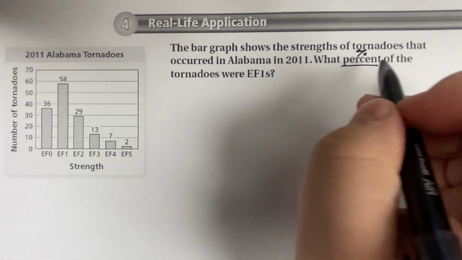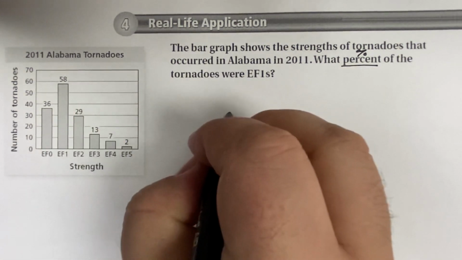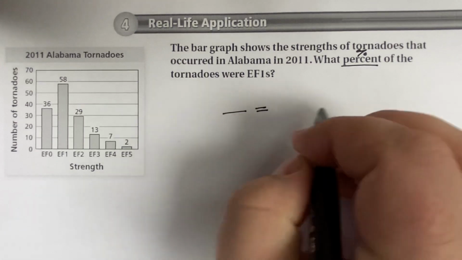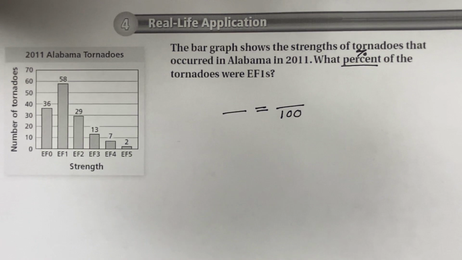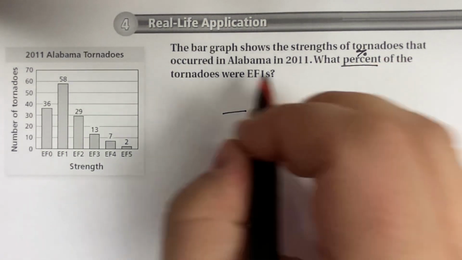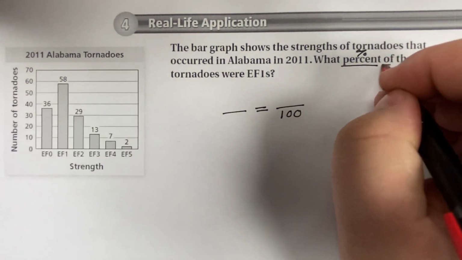So a couple things we're looking for. We're trying to tie this in to be able to solve a fraction, and we can set it up like this. And then we're taking what percent of tornadoes. Well, that's our total. Of is our total.